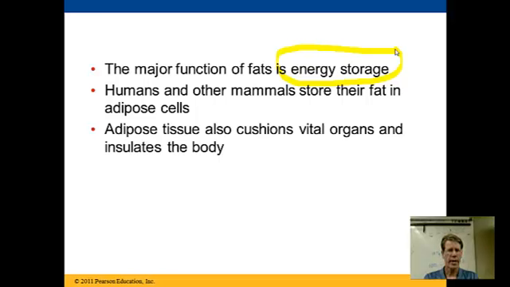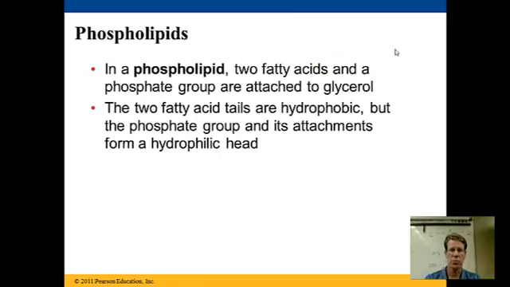So we have a large amount of adipose tissue, which is made up of adipose cells, which are specially designed to stash away fat, and that is where these molecules are stored throughout the body.